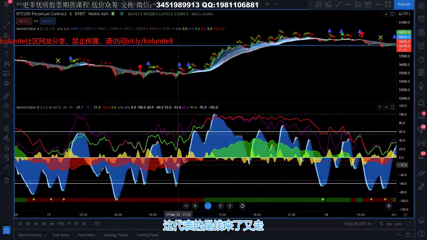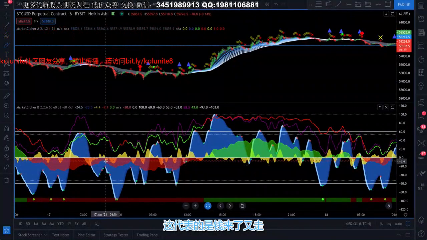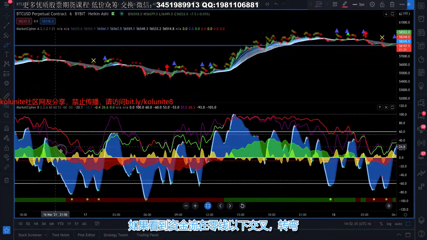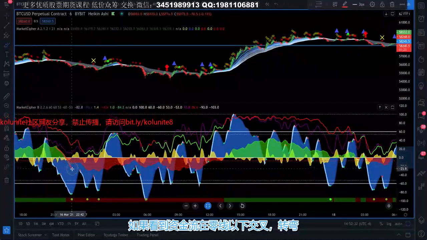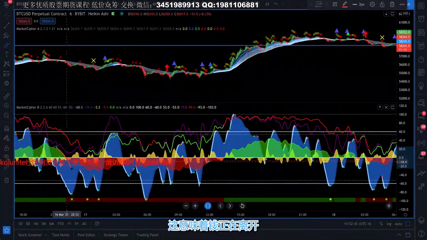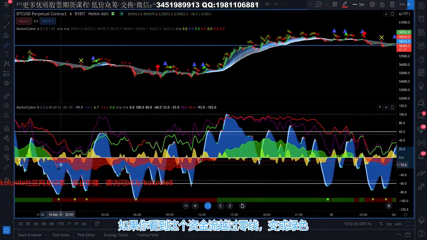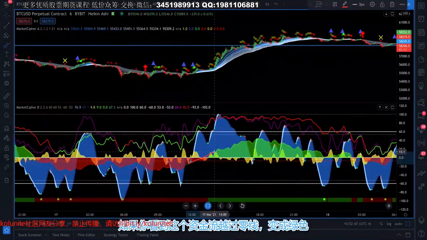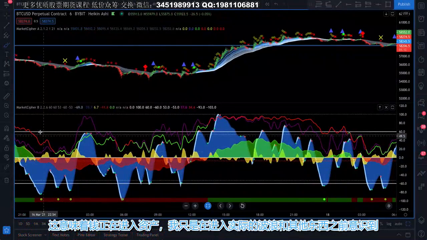What this represents is money coming and leaving the asset, okay? If you see the money flow crossing below this zero line and turning red, that means money is leaving the asset. And if you see this money flow crossing above the zero line and turning green, that means money is coming into the asset.